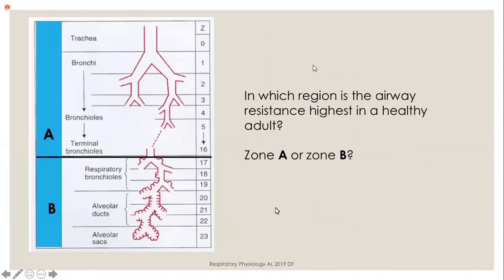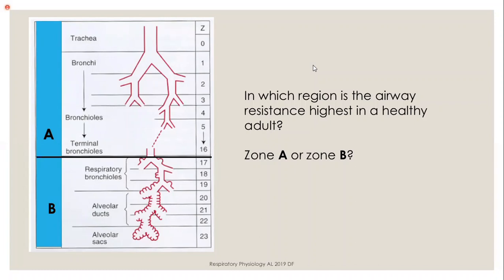And here, in which region is the airway resistance highest in a healthy adult? Zone A or zone B? Zone A is the conducting zone and zone B is the respiratory zone. So in a healthy adult, the airway resistance would be highest within zone A, not in zone B. Although airways are much smaller in diameter in zone B, I think I told you in the lecture on airway dynamics why the resistance is less in zone B.